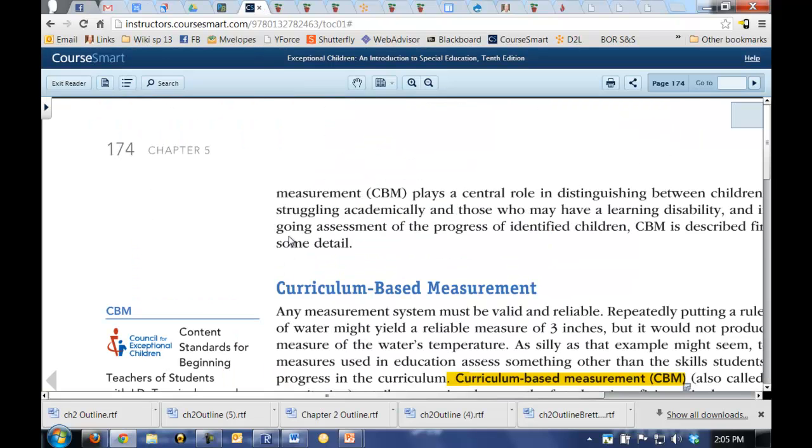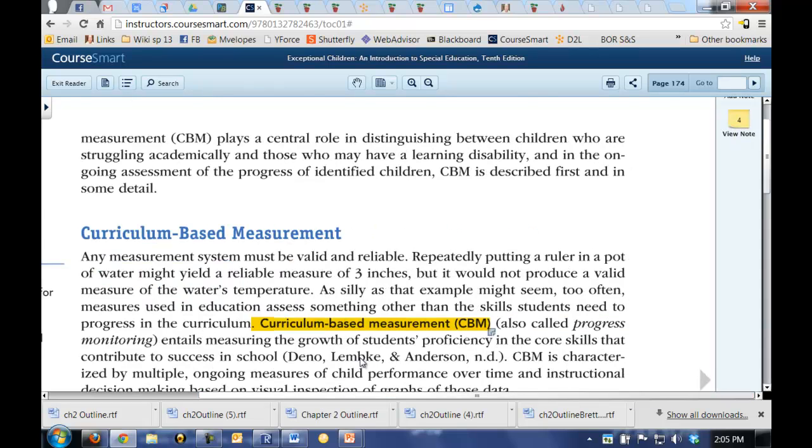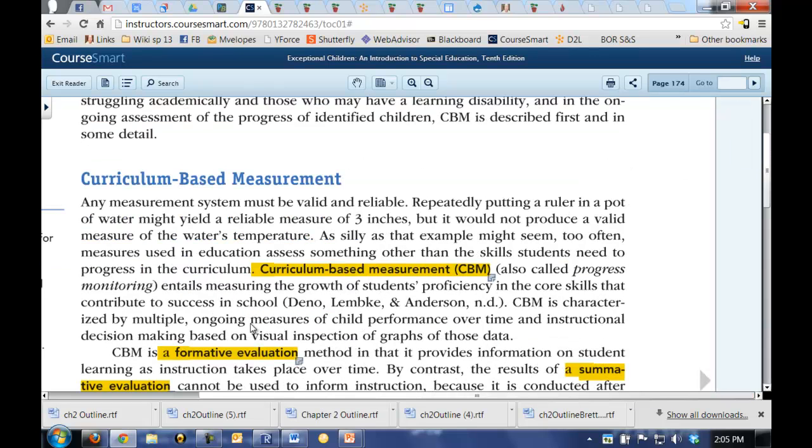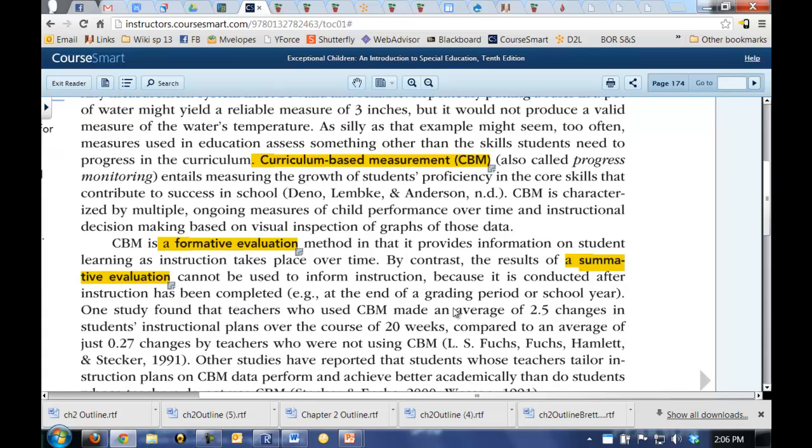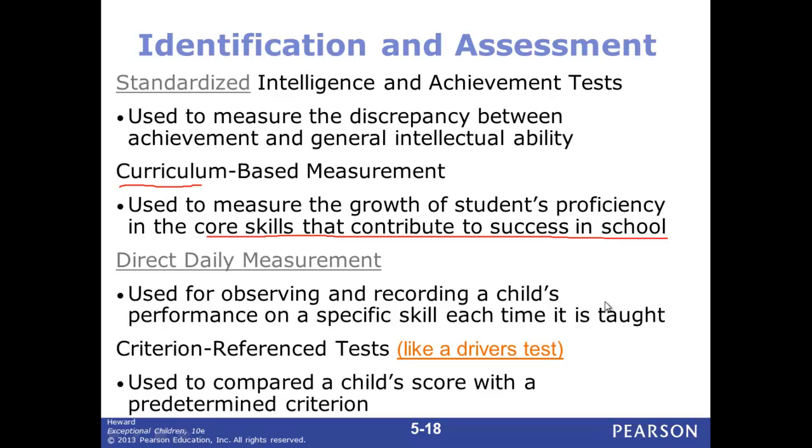Okay, so let's look at this. Here's curriculum-based. It's a formative evaluation. So here's what I'm going to ask you to do: come in here and put curriculum-based in here, along with formative evaluation and summative evaluation. What do those mean? I believe we are at number 14.